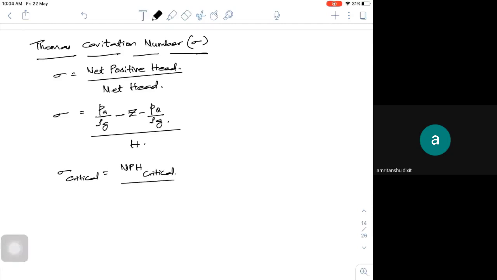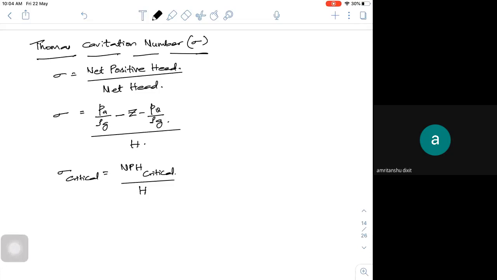What should be my head in that case? Is 0.2 my critical? It is 0.3 my critical. So anything above that, it's fine, I can work. But once the number goes below that, there is every possibility of formation of bubbles.